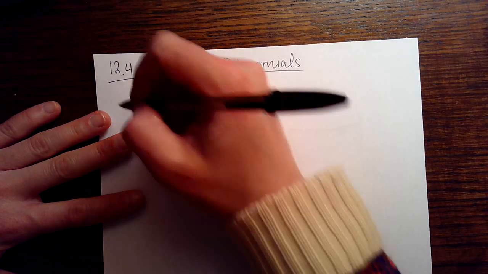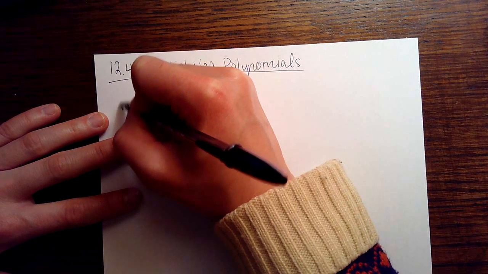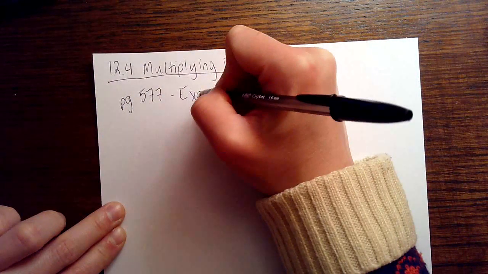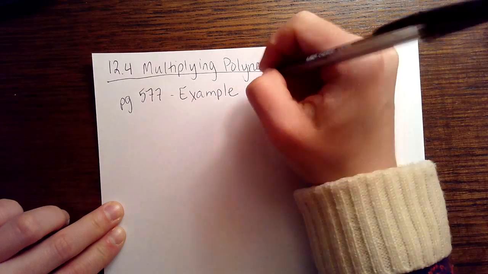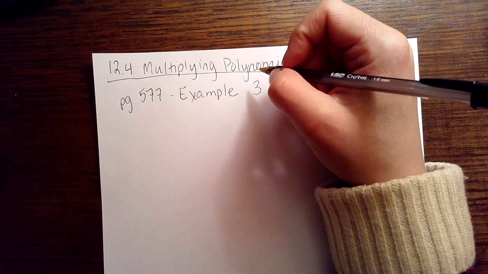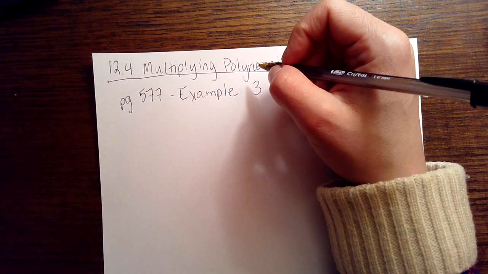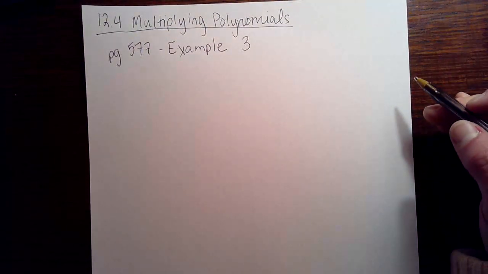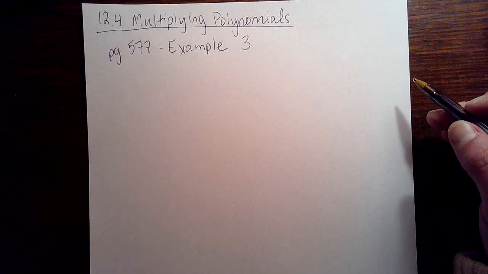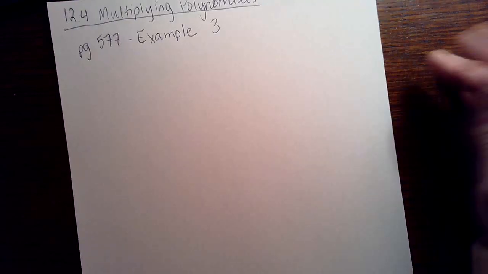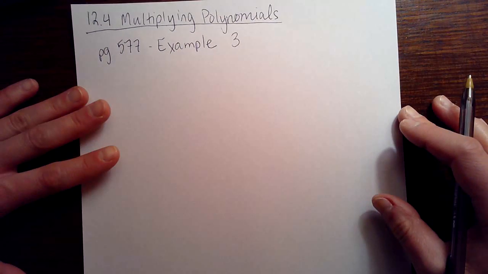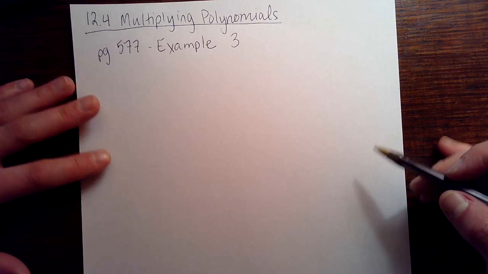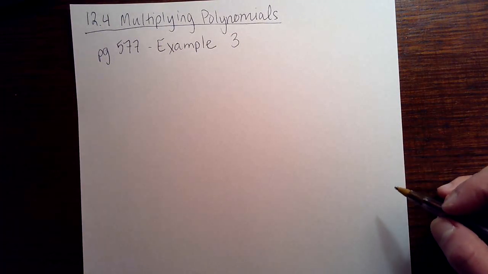The final thing we'll look at today is on page 577, example 3, which looks at how we multiply two binomials. There are a couple different methods for this, and we're just going to have a quick introduction to multiplying binomials. You'll spend more time in Algebra 1 on this, but I wanted to give you this introduction so we've seen this before. When we multiply binomials, the first method we're going to use is drawing a picture.